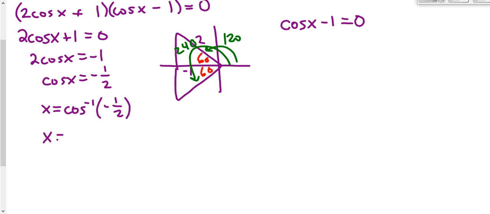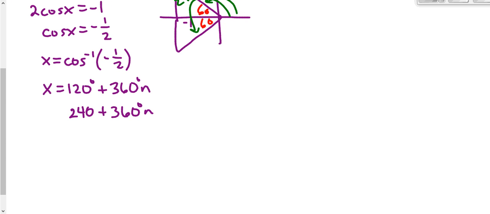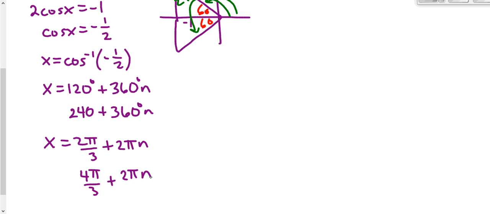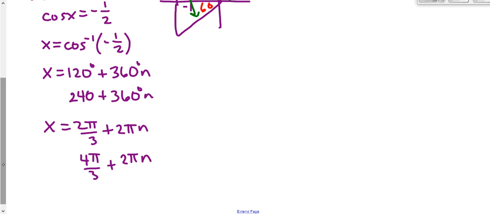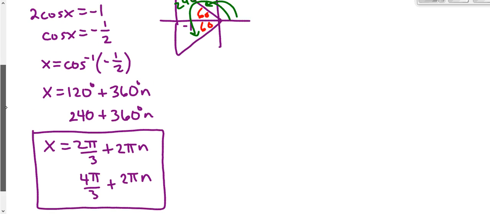So x is 120 plus 360n, or 240 plus 360n. These are not half a circle apart, and so we're not going to be able to consolidate these two answers. We're just going to leave them separated, and then we'll also change them to radians. So we have 2 pi over 3 plus 2 pi n, and we'll have 4 pi over 3 plus 2 pi n. Okay, got those answers.